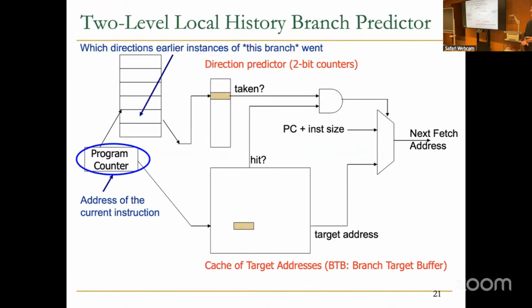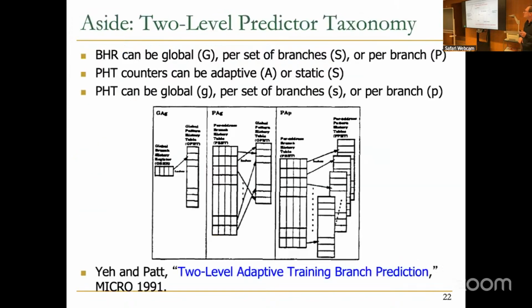Okay, so that completes global and local prediction. And you can actually generalize this. This is the next version of this paper in ISCA 1992. I still reference this because this is the earliest paper. It generalized it. It basically says you can have a branch history register that could be global, or per set of branches, or per branch. And you can have a pattern history table that could be global, or per set of branches, or per branch. Right? All of these can be per branch as well. And there are different variations of it.